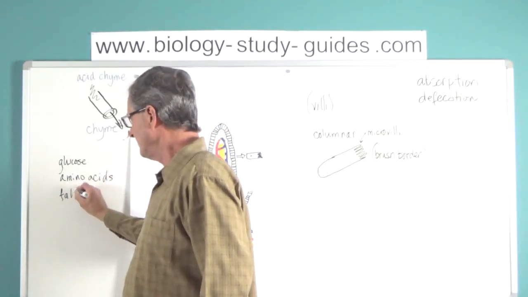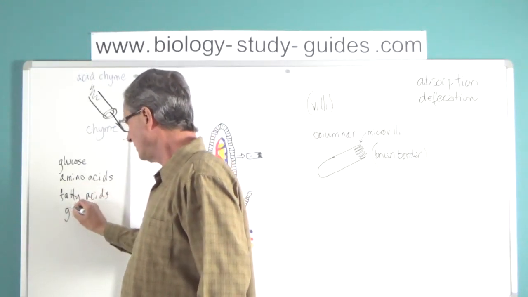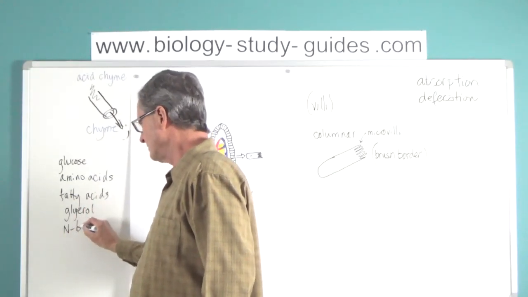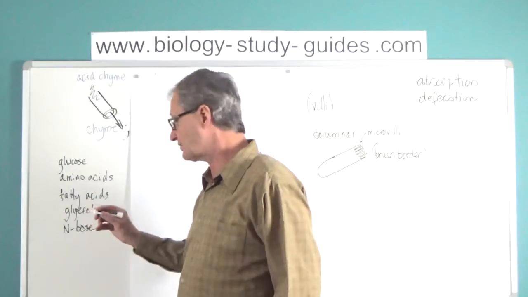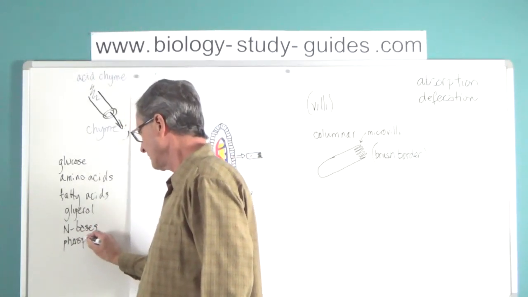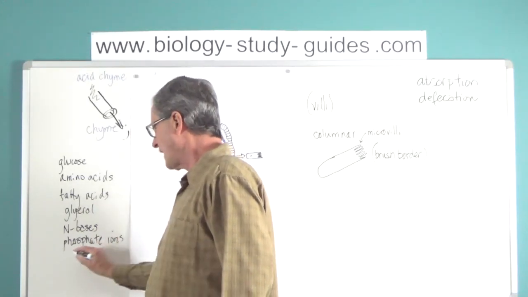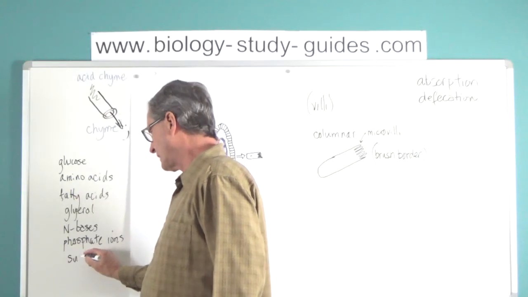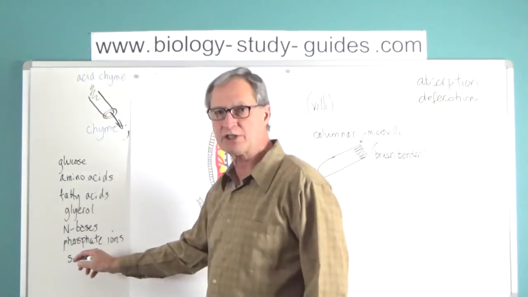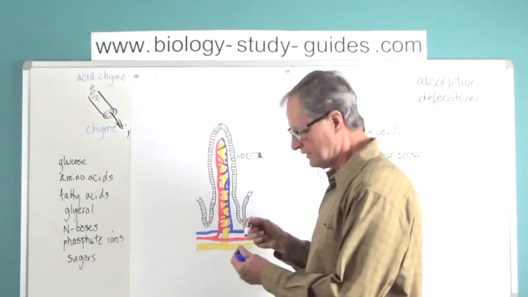Fatty acids, glycerol. We have the nitrogen bases from the nucleic acid digestion. We have phosphate groups, phosphate ions really. And we have the sugars from the nucleotides. And that's either deoxyribose or ribose sugar. So these are the individual types of molecules that get absorbed.